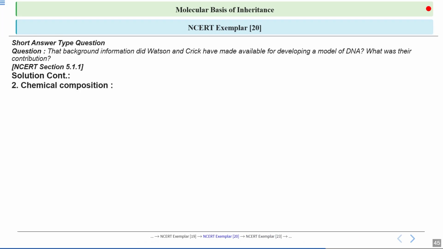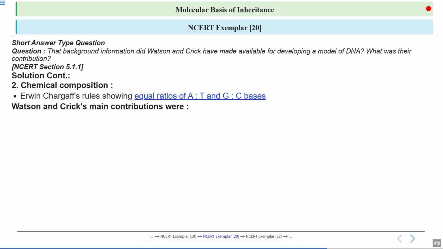Okay, next is the chemical composition. So Erwin Chargaff's rule showing equal ratio of A to T and G to C bases. So now we know that A pairs with T and G pairs with C. Clear? So that means there are two strands which are complementary to each other. The number of A is equal to the number of T and the number of G is equal to the number of C.